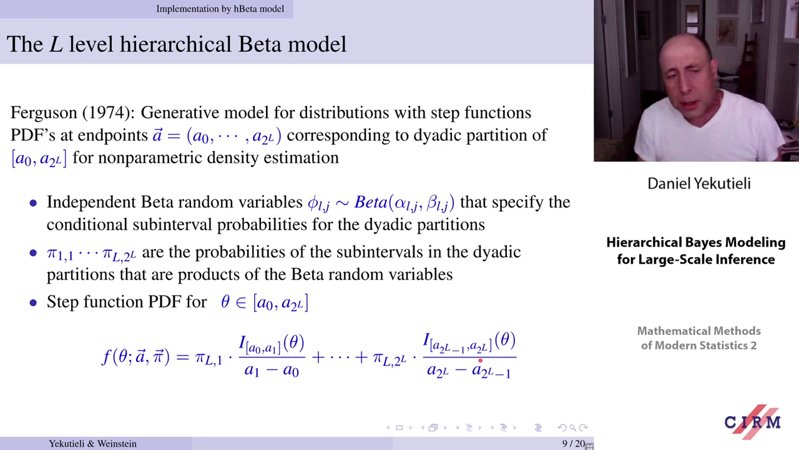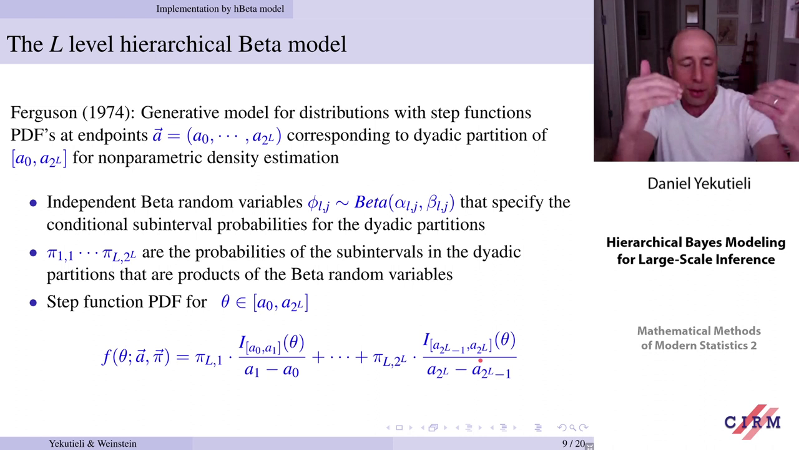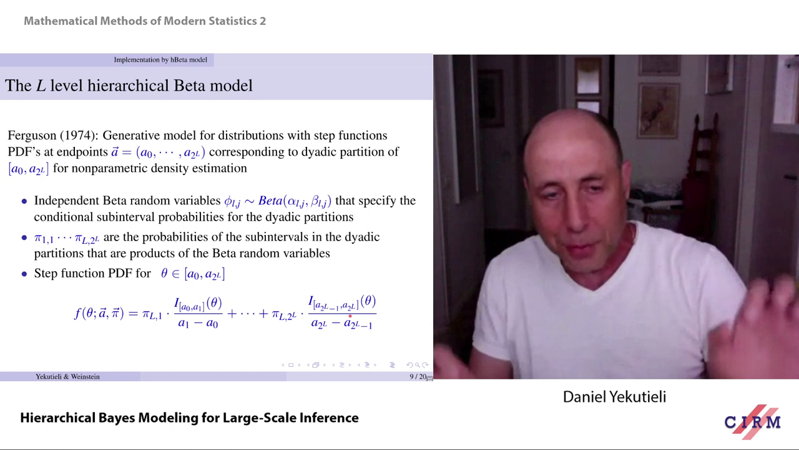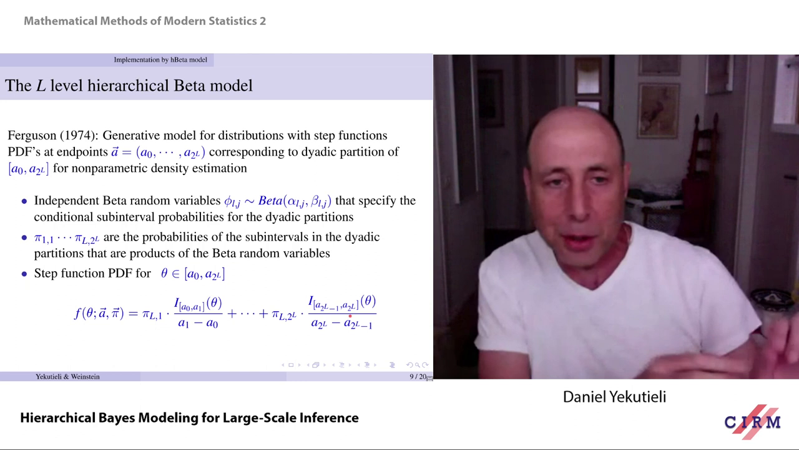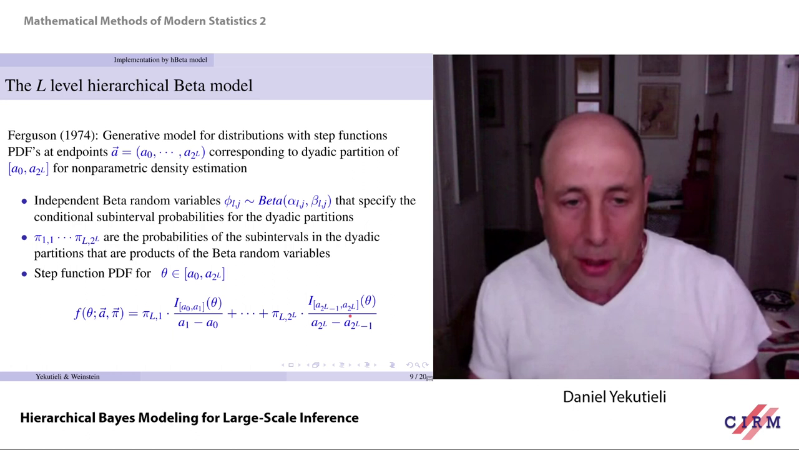Okay, so how does it look? It is a generative model for distributions with step function PDFs at endpoints, where we have this long vector and we'll see its levels. In our application, if we have, let's say, 6 levels, then we have 2 to the power of 6 sub-intervals, and we need another interval at the beginning. So our endpoints are 2 to the power of L plus 1 endpoints that correspond to a dyadic partition that has been used by Ferguson for nonparametric density estimation.